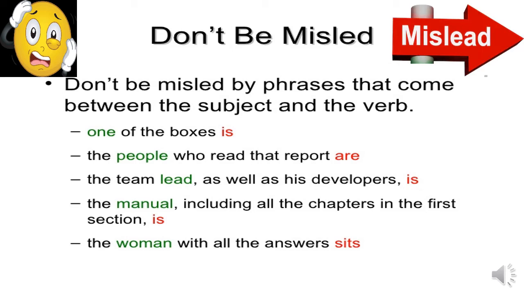The manual, including all the chapters in the first section, is. So the manual is in singular form. The next subject is chapters. But here we are talking about the manual, and that's why we are going to use the singular form of verb. So these are all long sentences. I told you, long subjects and sentences have extra information about the first subject or the noun used. The woman with all the answers sits. Again, we have the second noun, answers, but we are talking about the woman, and that is in singular form, and that's why we have the verb which is also in singular form.